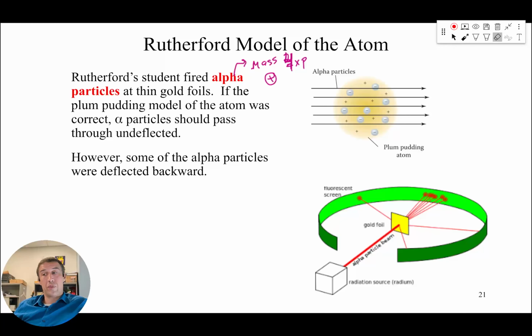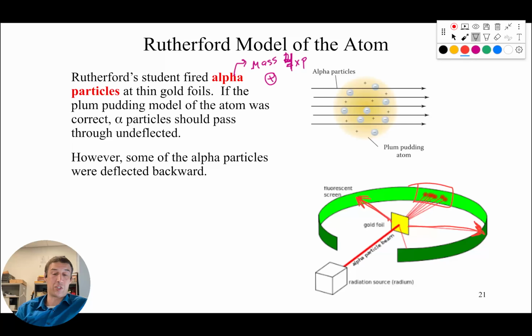Okay, what he saw instead is what we're seeing down below. Every so often, you'd get these weird deflections and significant deflections. So down here, those are relatively minor deflections, not a big deal. But these ones off to the side, those are pretty massive deflections. Okay? And then every so often, super rarely, but it did happen, what you would note is an almost direct bounce back. That makes no sense.